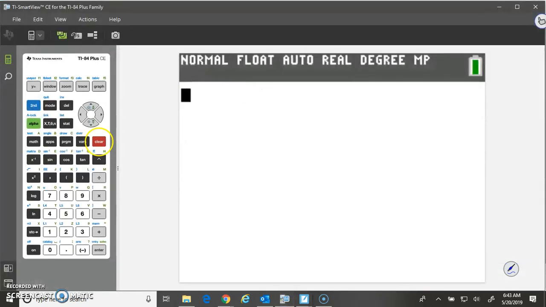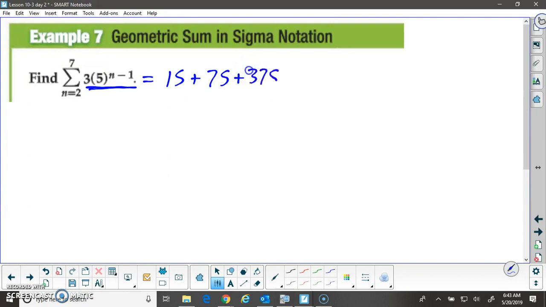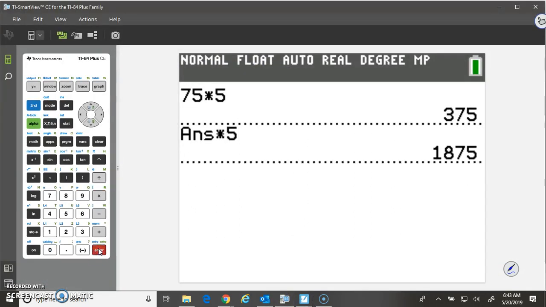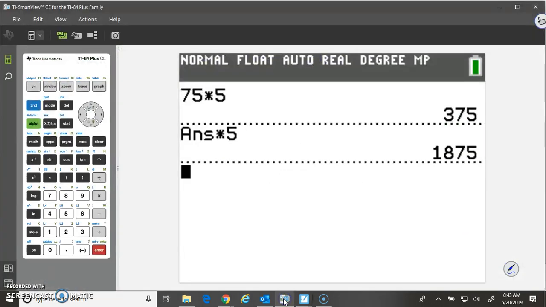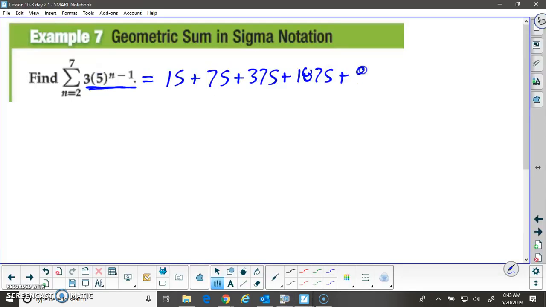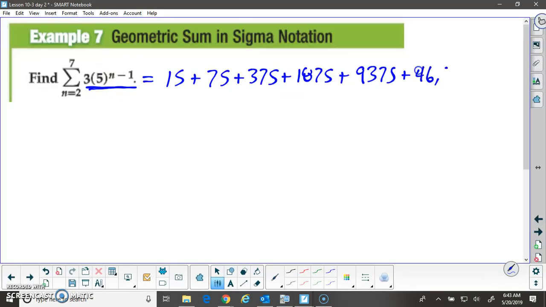So 75 times 5 gives us the 375. You get that by putting 4 in for n. Times 5 gives us 1875. Putting in 5, 9375. Get that by putting in 6, and then our last value, 46,875. You get that by putting 7 in for n.